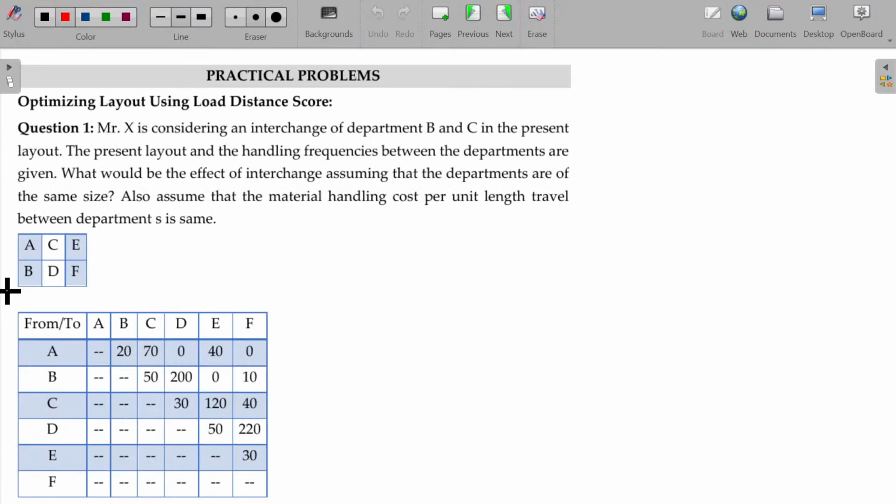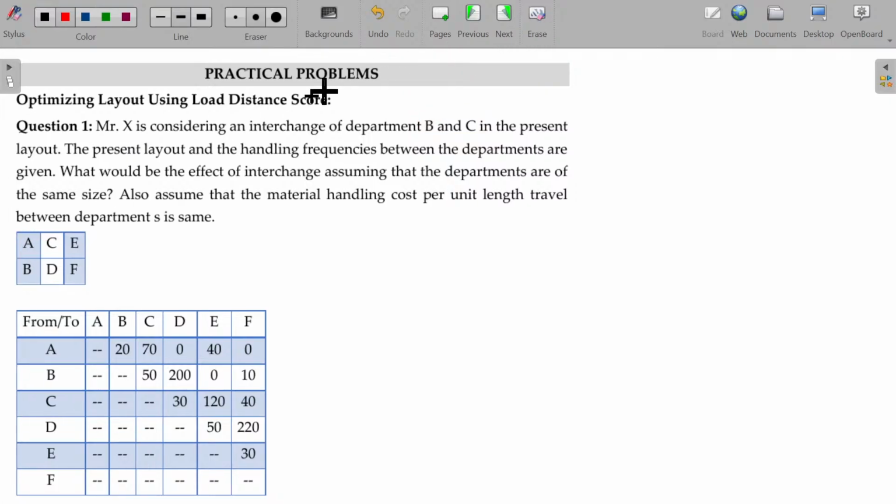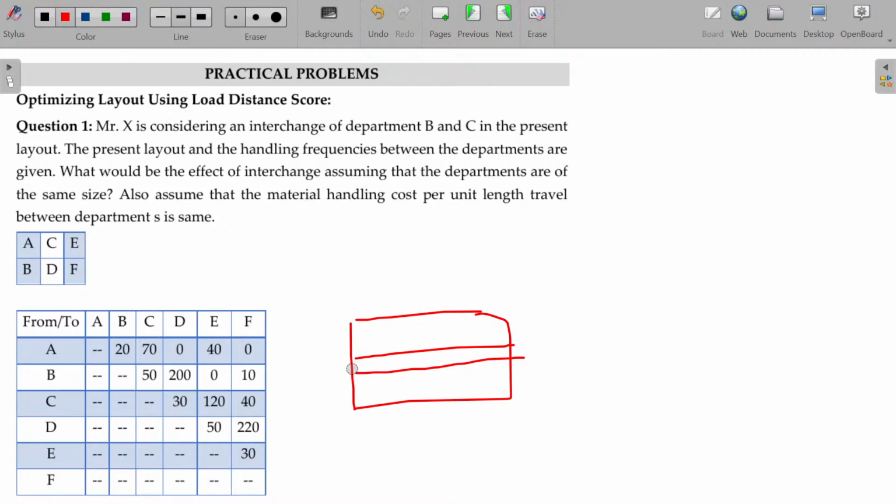See, let's start with the question number 1. In question number 1, Mr. X is considering an interchanging department B and C in the present layout. So this is the layout. Clear. Actually, you know, in company, this will look like this one, right? There should be easy movable path, and even between the workshops also we need to have the paths. Okay, workshop number A, B, C, D, E, F. Clear. So we have 6 departments.